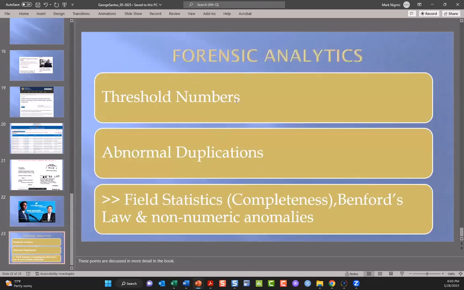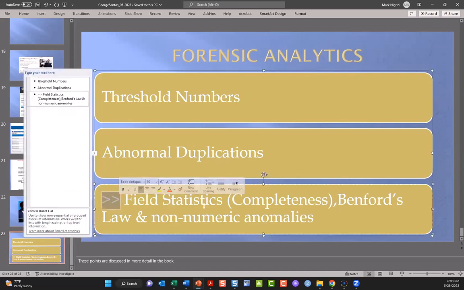Today we did threshold numbers. We looked at his 199.99s. And in and of itself, it's not a lot of money, but this is a big clue that he's pushing the envelope. We looked at abnormal duplications, and we looked at the field statistics. This was supposed to be for next week, but we jumped ahead. We did the field statistics. Oh, we need to look at completeness. We did look at Benford's Law, and we will also look at some other non-numeric anomalies coming up.